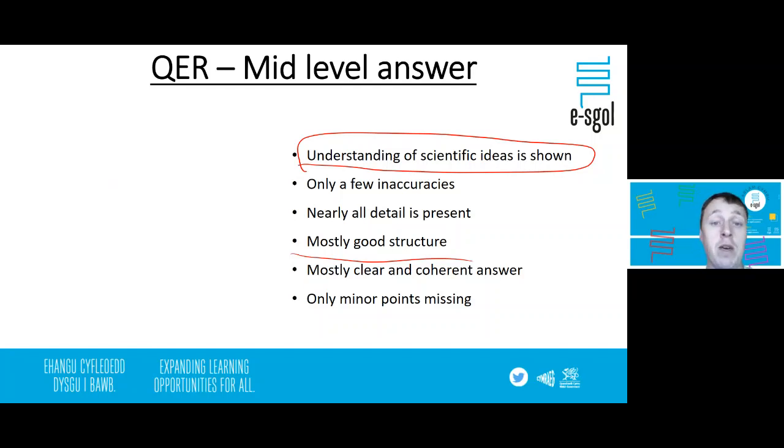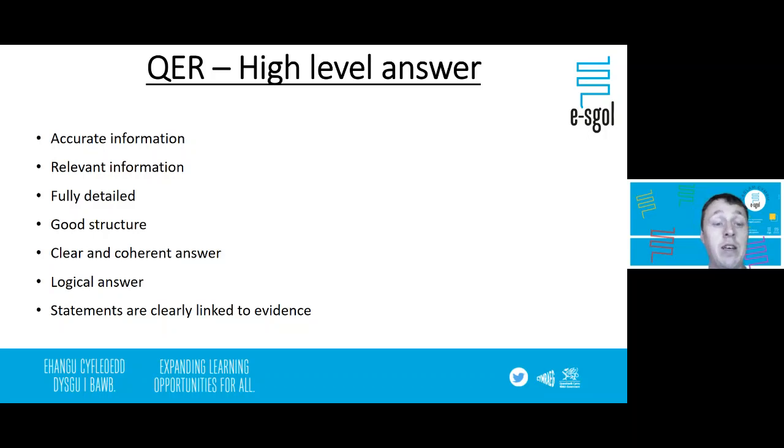So the final bit would be a high level answer. High level answer will hopefully demonstrate a full, accurate information from top to bottom. The candidate clearly understands the question and can answer it clearly with relevant information. It's fully detailed, so all of those command words have been fully explained clearly, with no missing information and no irrelevant information. That way then is the clear, good structure and a coherent answer that is logical, with all of the statements coming from the understanding in physics.